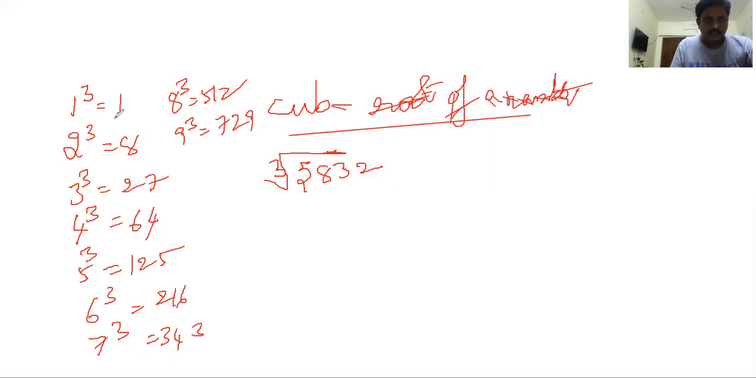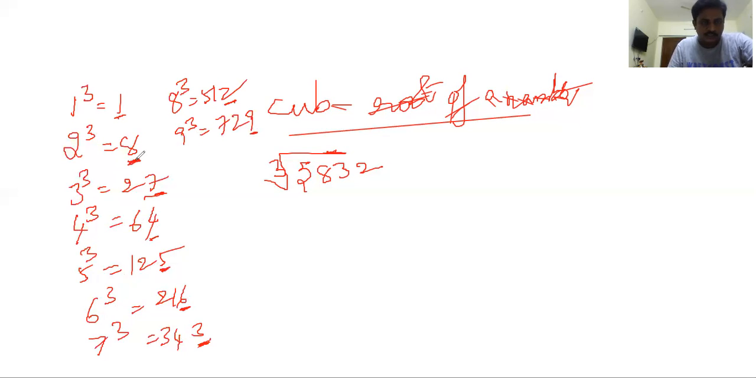Here in 1 cube the last digit is 1, in 2 cube the last digit is 8, in 3 cube the last digit is 7, in 4 cube the last digit is 4, in 5 cube the last digit is 5, in 6 cube the last digit is 6, in 7 cube the last digit is 3, in 8 cube the last digit is 2, in 9 cube the last digit is 9. For 1 we get 1, for 4 we get 4, for 5 we get 5, for 6 we get 6, for 9 we get 9.